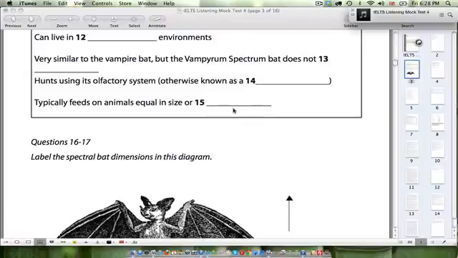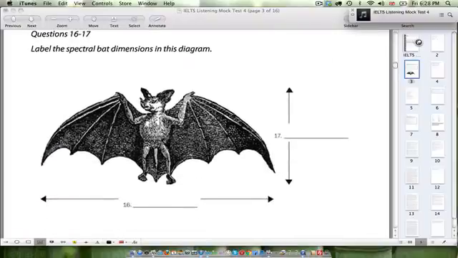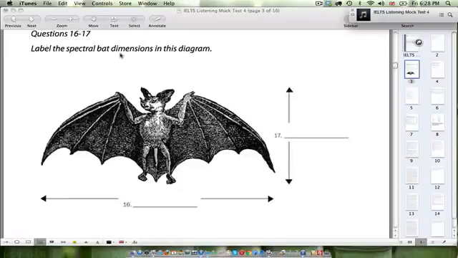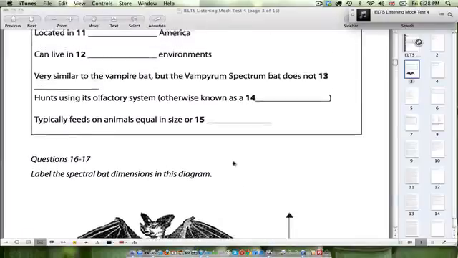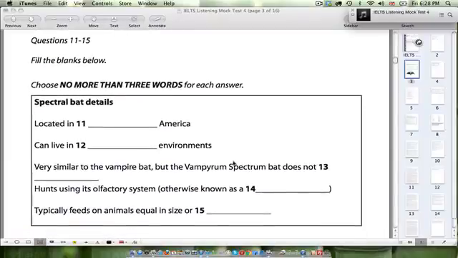First, you have some time to look at questions 11 to 15. Probably a word to do with its size, number 15. Okay, and then we're going to get more time to look at 16. Anyway, we have time, let's look at them now. Label the spectral bat dimensions. The diagram, these will likely be dimensions probably in centimeters or inches. We'll have to listen for those. Now listen carefully and answer questions 11 to 15.